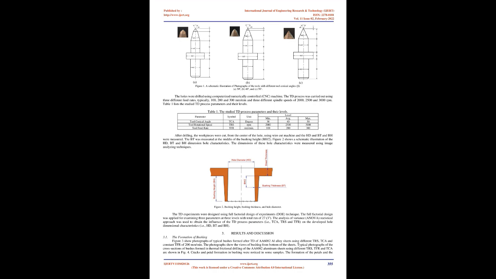Sami et al. 11 investigated the influence of TD process parameters and pre-drill diameter on drilling force, generated temperature, BH, and BT of A6063T6 alloy. They showed that adding a pre-hole to the plate helps in attaining uniform BT and reduces the force and heat required to perform the TD process.